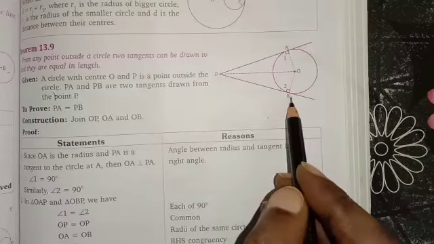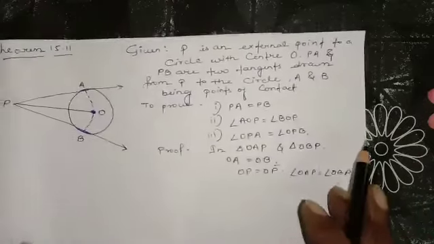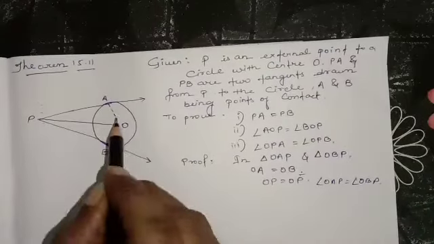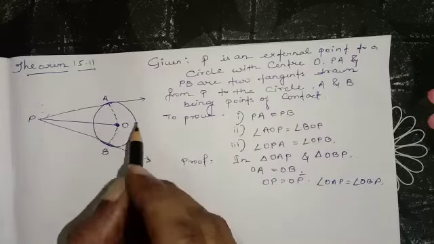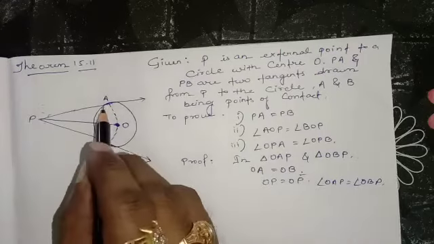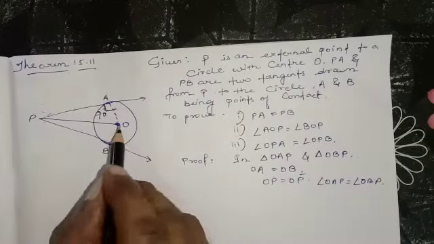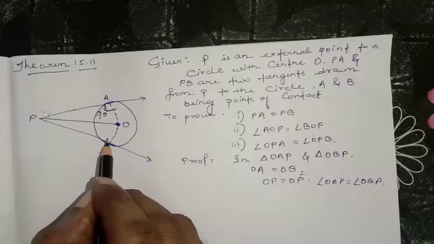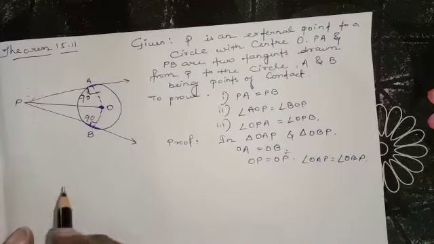Just see how to solve. See, this is the point of contact. PA is the tangent, OA is the radius, so this angle is 90 degrees, no doubt. And this is also a radius at the point of contact, so this is also 90 degrees. Now see how to prove.